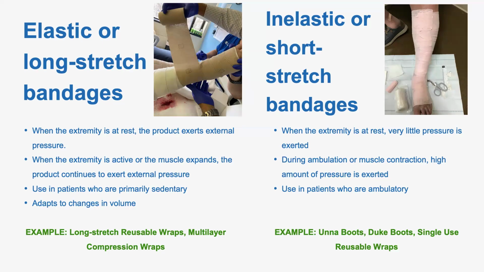I was actually taught this in 3 groups: long stretch, short stretch, and no stretch. So technically the Una boots are no stretch. And basically the way you can tell easily during rounds is, long stretch, you can stretch it to 1, 2, 3 times its length. Short stretch, you can only pretty much stretch it to about 60%, and no stretch, you can't stretch at all.